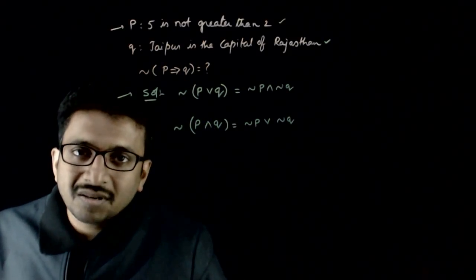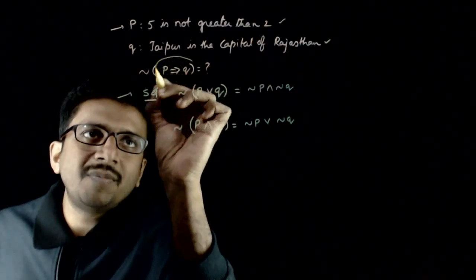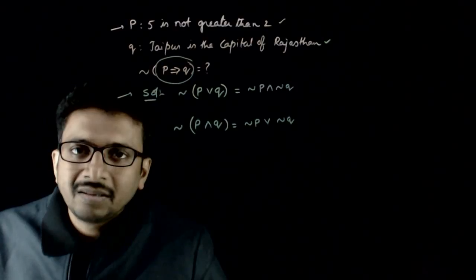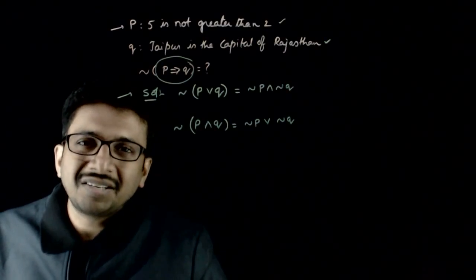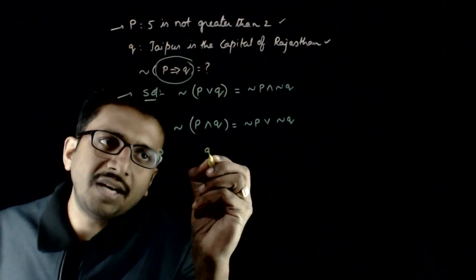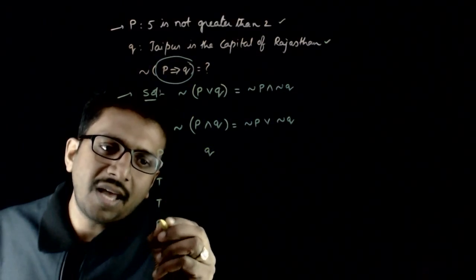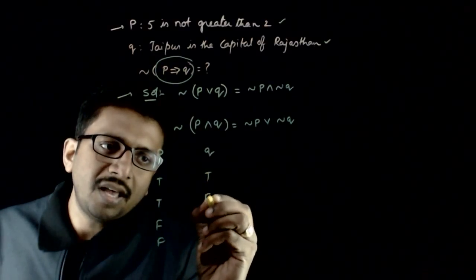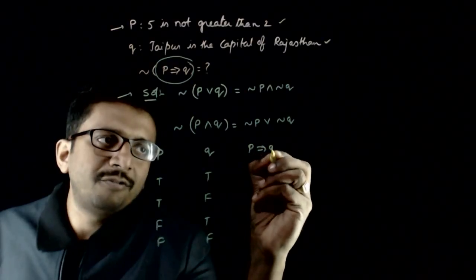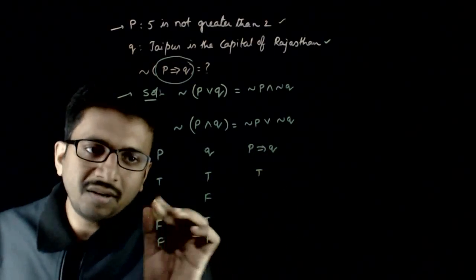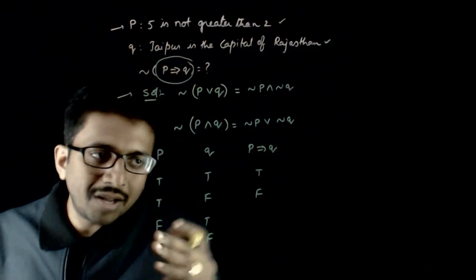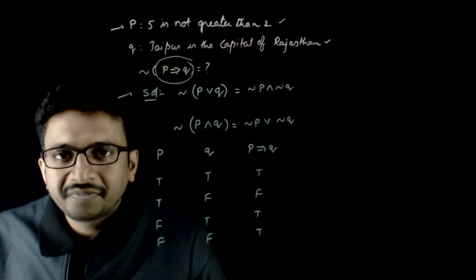So what we try to do is find an equivalent statement of P implies Q in terms of AND or OR. To do that, let us see the truth table of P implies Q. If you have P and Q: T, T, F, F, T, F, T, F. What is the truth table of P implies Q? P implies Q will be true here. If the first statement is true and the second statement is false, P implies Q is false. In all other cases, P implies Q is true.